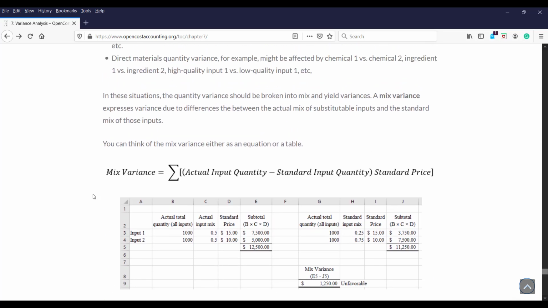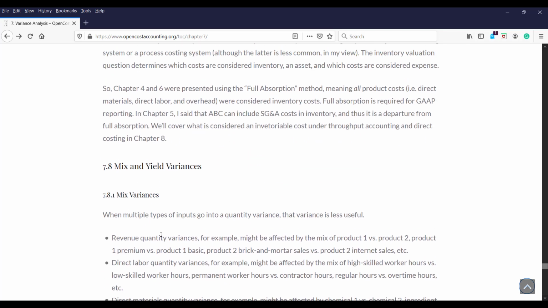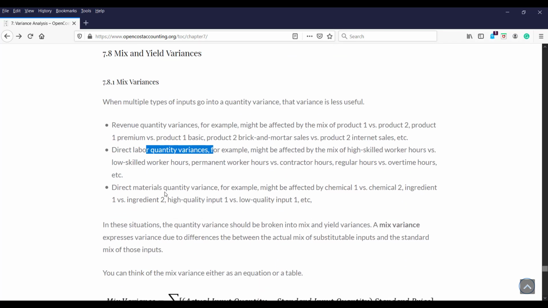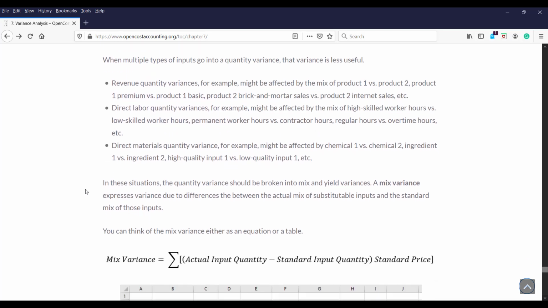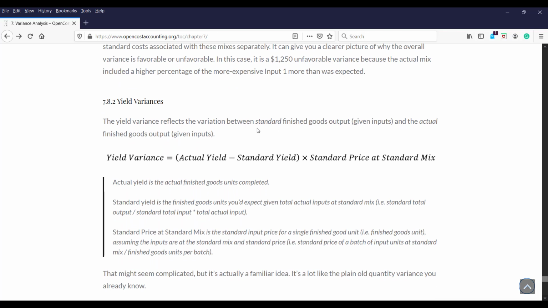Okay, it's going to require some definitions, and you have to follow the equation very carefully. But I want you to understand, it's simply catching the rest of the quantity variance that is not expressed in the mix variance. That is the ultimate purpose of the yield variance. All right, let's get down to brass tacks with the yield variance. So the yield variance is the difference between standard finished goods output, given our inputs, and the actual finished goods output, given our inputs.